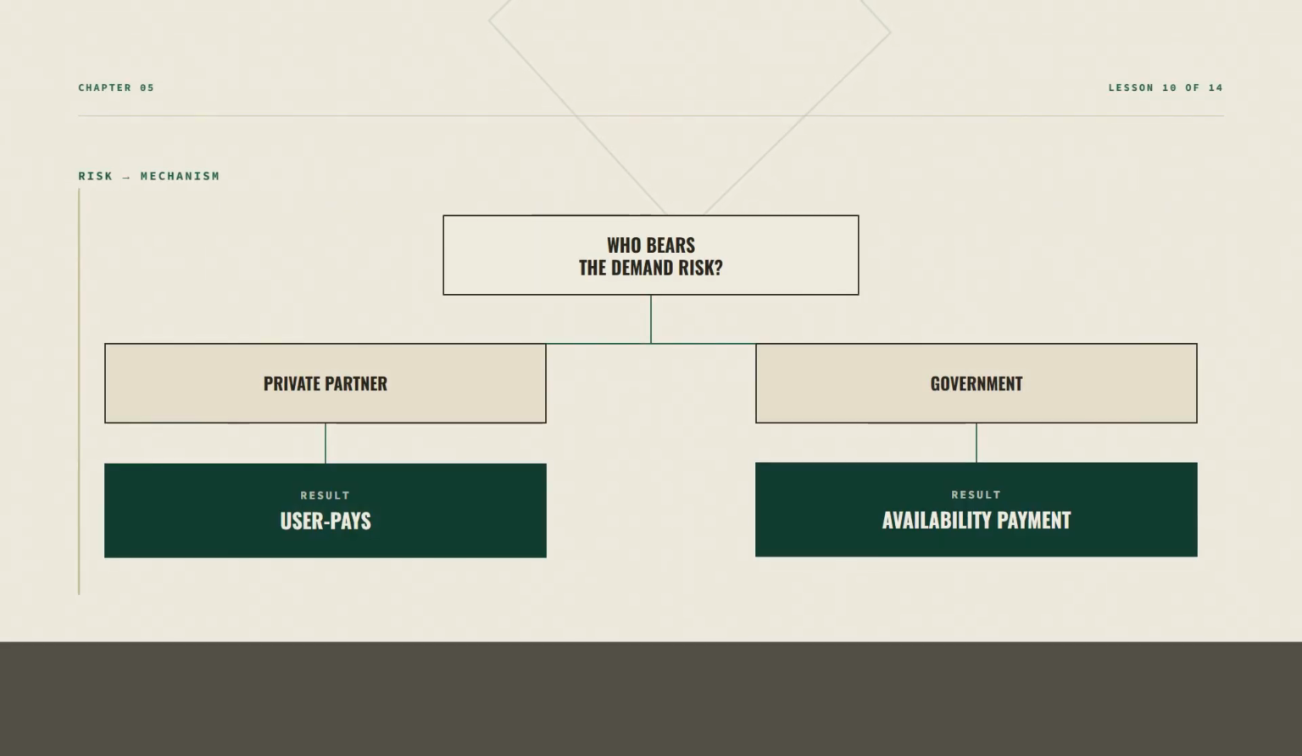This is the direct link back to last lesson's risk matrix. If demand risk sits with the private partner, user pays is the coherent mechanism. Its revenue rises and falls with usage, matching the risk it carries. If demand risk instead sits with the government, because usage was judged unpredictable or outside the private partner's control, an availability payment is the coherent choice, since it isn't tied to how many people show up.